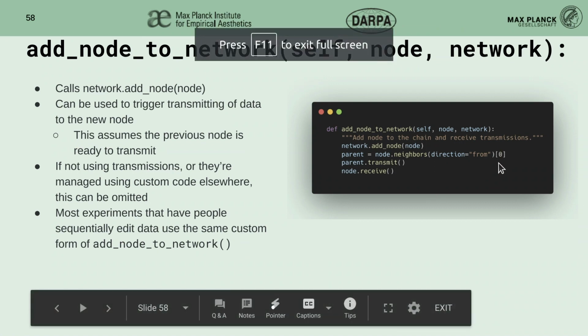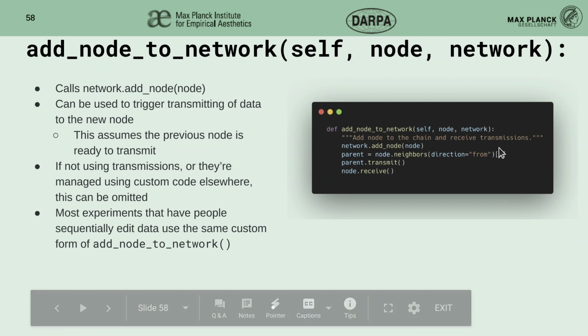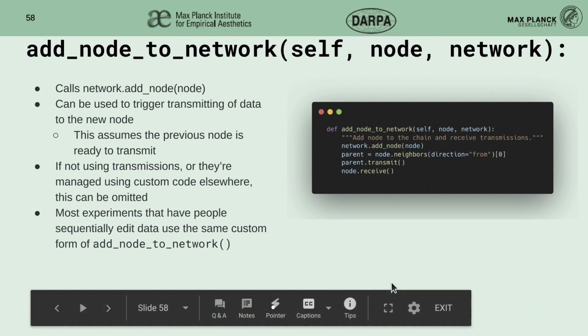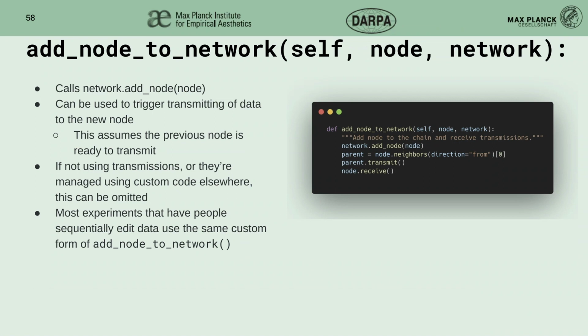If I was doing this, it's just copy and pasted from a demo. I probably wouldn't have that 0. I would do for parent in this transmit and receive, because that makes it a little easier to do multiple parents. And yeah, you will see this particular implementation for most networks, for most experiments.